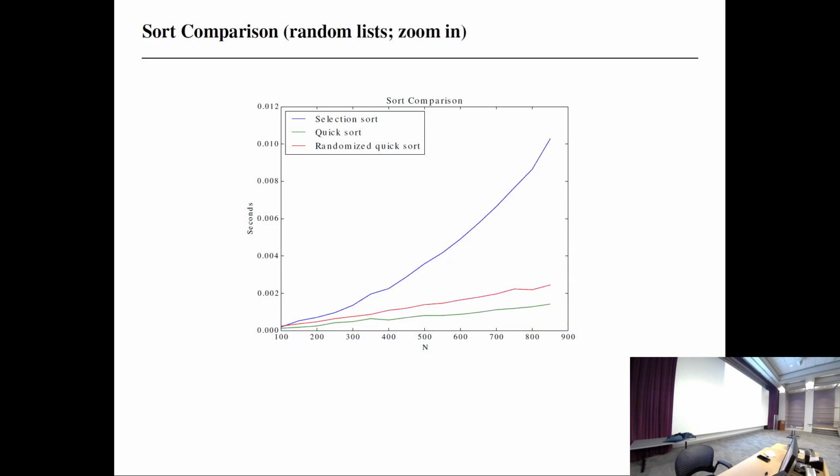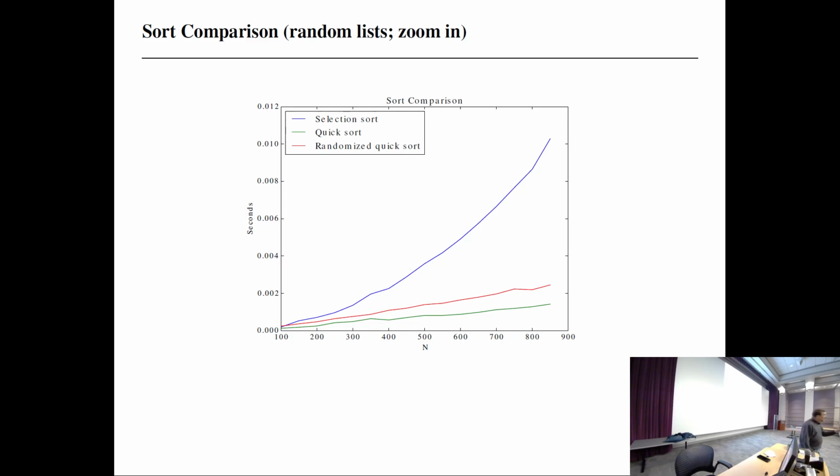Let me zoom in a little bit. Now I'm going to do a more densely spaced randomized list. You see that there is a little bit of a difference, but the shape is still the same. And by the way, if you call your attention way down here, at list size 100, randomized quicksort actually appears slower than selection sort.